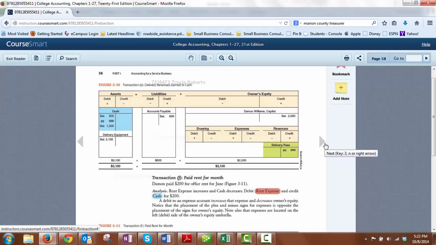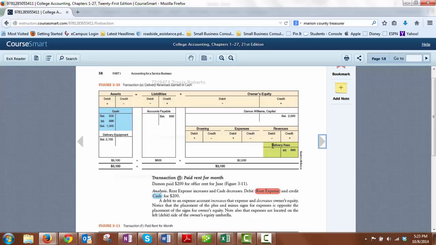Okay, so on this one, remember, Damon made deliveries and received $500 cash from his clients. So we have $500 cash in hand. We're going to go put it in the bank. We're going to increase our bank account by $500. That's our debit. And then we have to recognize, what was that $500 for? It was for revenues. In his business, he calls it delivery fees.